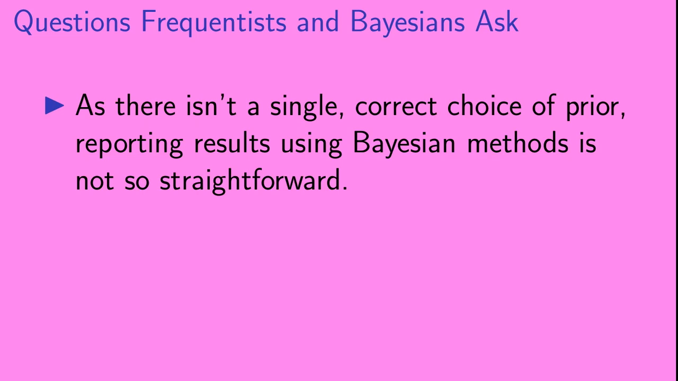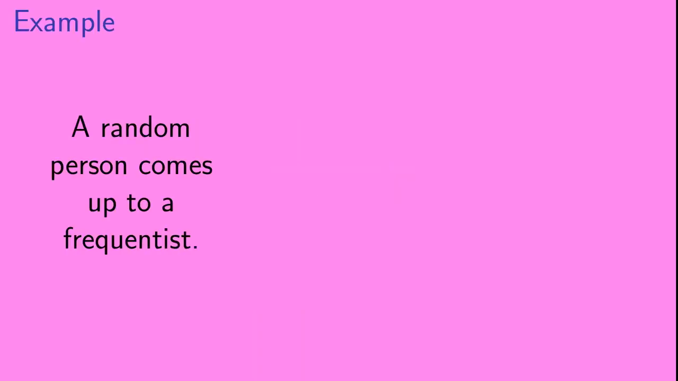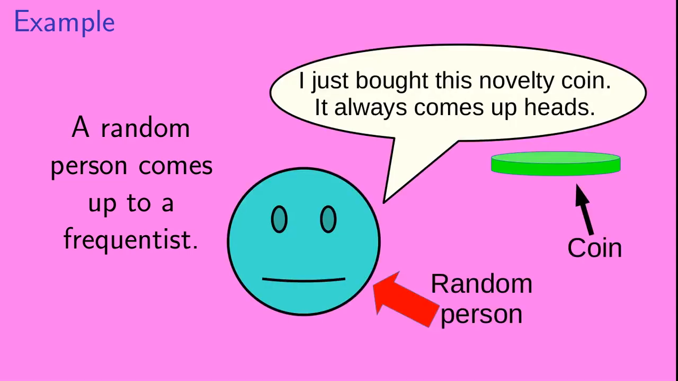In fact, our particle mass example is a little too complicated for our purposes here. Let's choose a really simple example to illustrate the difference between frequentist and Bayesian methods. Okay, so here's the example we'll work with. A random person walks up to a frequentist. They say, "I just bought this novelty coin. It always comes up heads."